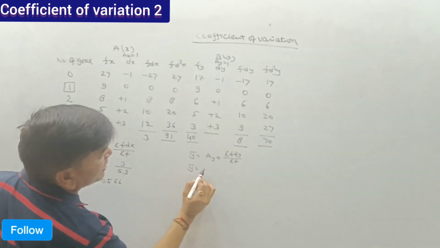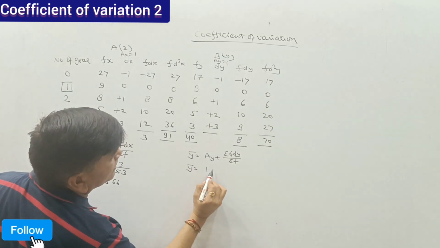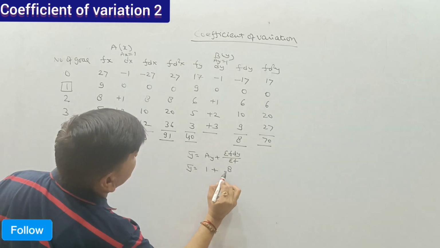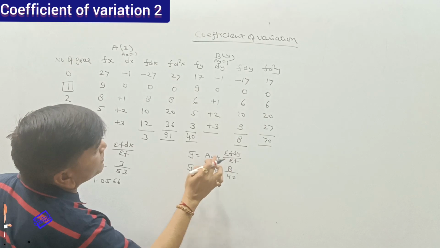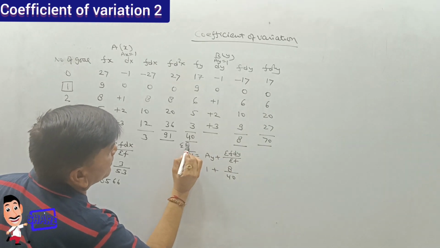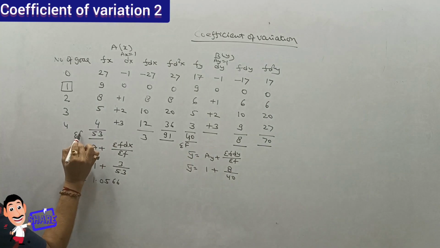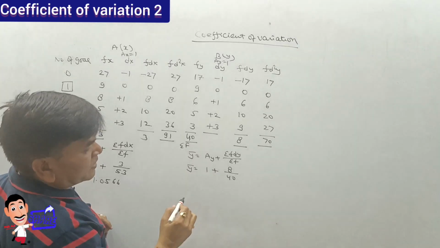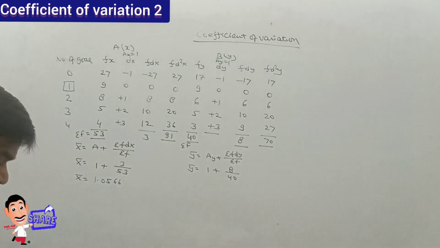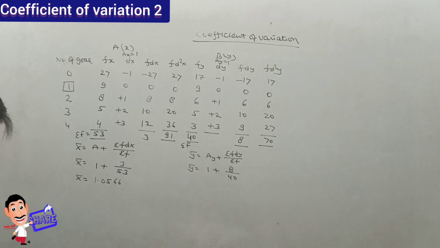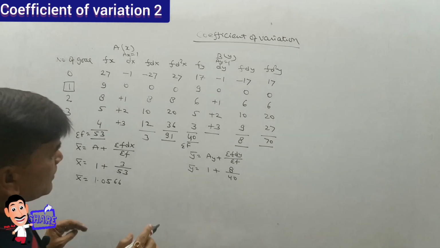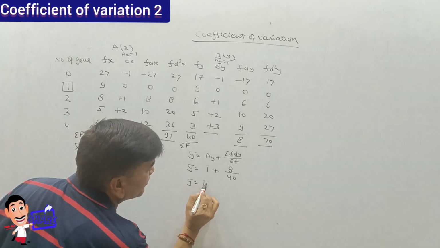So y bar, assume mean here also 1, plus 8 divided by 40, where 40 is sigma f, the sigma of frequency of y. So 8 divided by 40 plus 1, that is 1.2. Y bar is equal to 1.2.